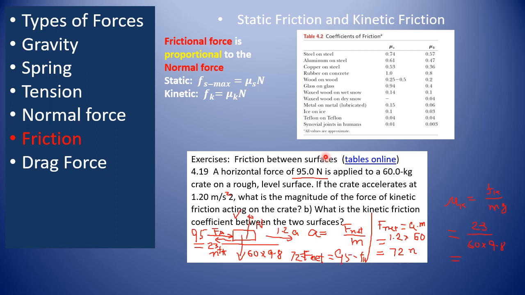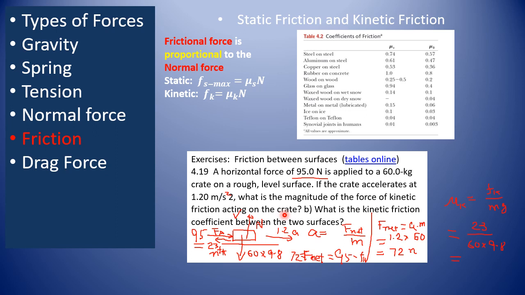The second question involves kinetic friction. This is a question out of our textbook. A horizontal force of 95 newtons is applied to a 60 kilogram object on a rough surface, so there's friction. If it accelerates at this rate, 1.2 meters per second squared, what is the magnitude of the force of kinetic friction acting on the object? Think about it, anything dealing with acceleration or force.